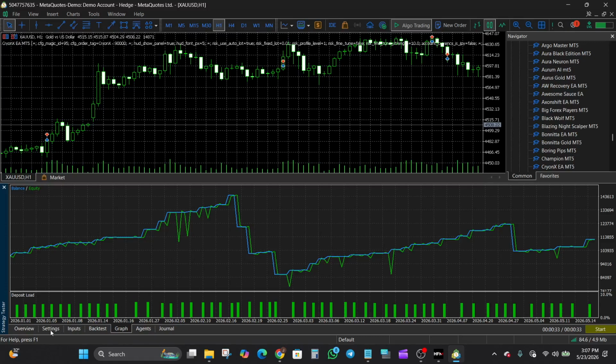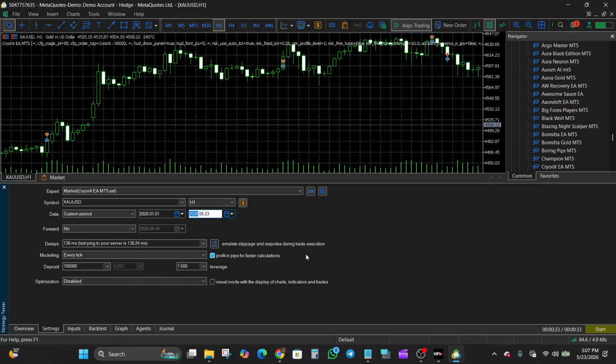Okay, so overall, the CryonX EA for MT5 is positioned as a structured, volatility-focused automated trading system for gold traders, with a strong emphasis on controlled execution and layered market analysis rather than aggressive recovery techniques.